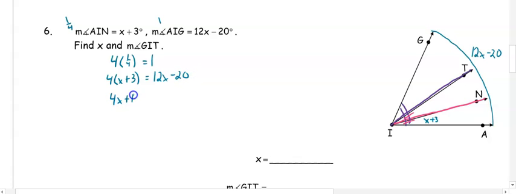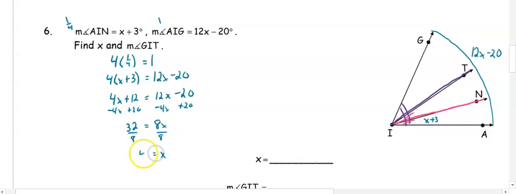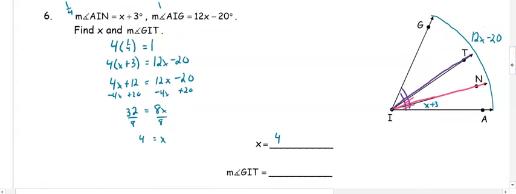So we get 4x plus 12 is equal to 12x minus 20. We can subtract 4x from both sides and add 20 at the same time. So we get 32 is equal to 8x. Divide by 8, so x is 4. Once we know x is 4, we want to find GIT. Well, GIT is half of the angle. So if I find x plus 3 is 7 degrees, that's a fourth. So we need 2 of those to equal our angle, which is 14 degrees.